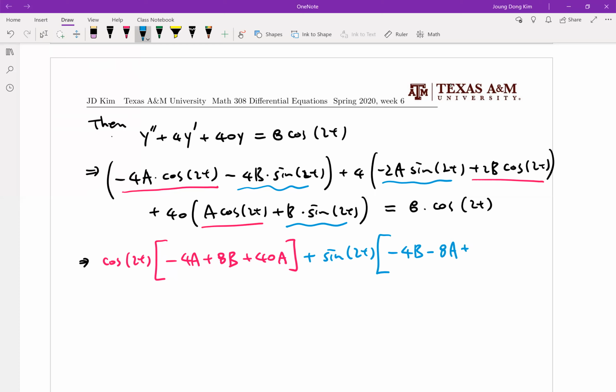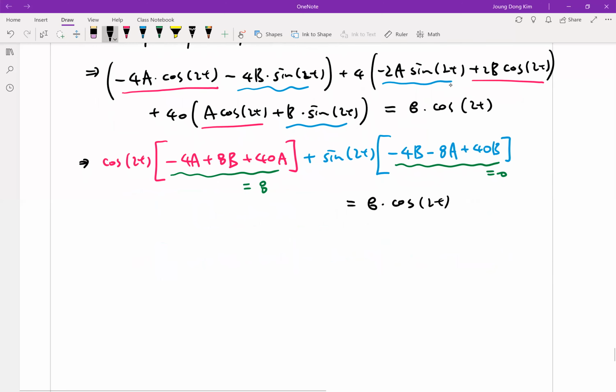So plus 40b must be equal to your right hand side, 8 cosine 2t, right? That's it. Now we'll compare your left hand side and right hand side. Since you do not have any sine term on your right hand side, this part must be equal to 0, and the cosine part must be equal to exactly 8. From this idea, we can set up the system. Let me write the 0 term first.